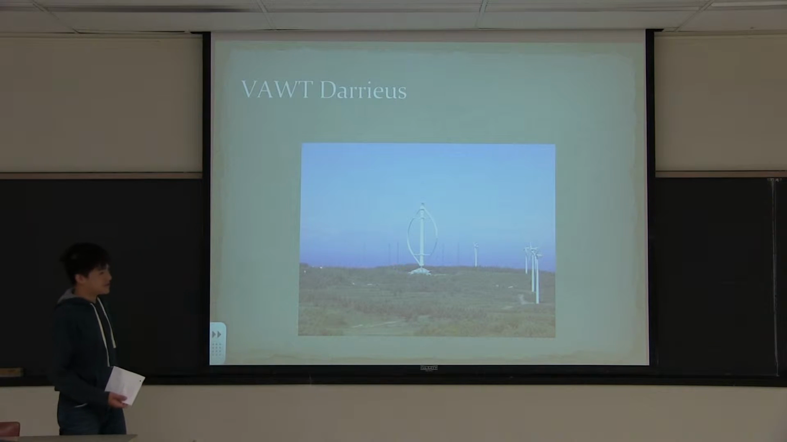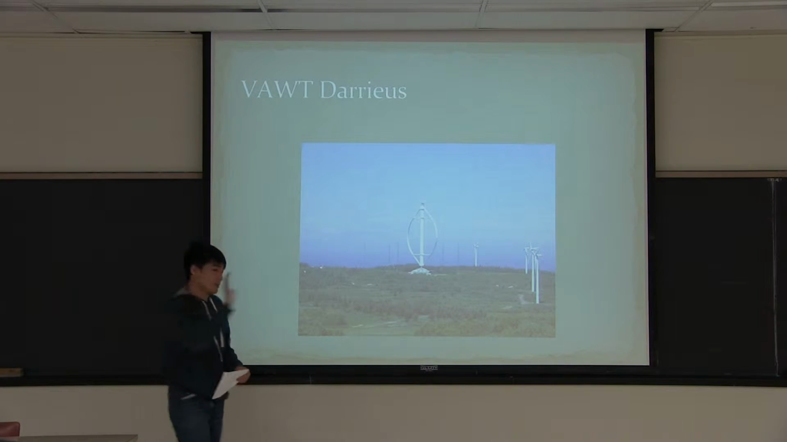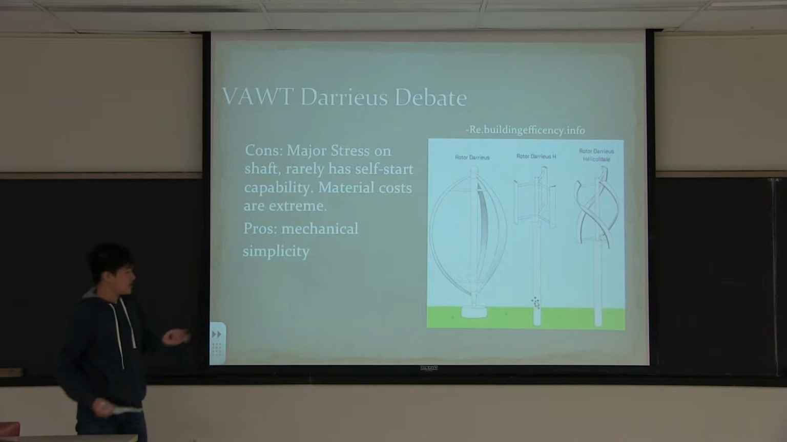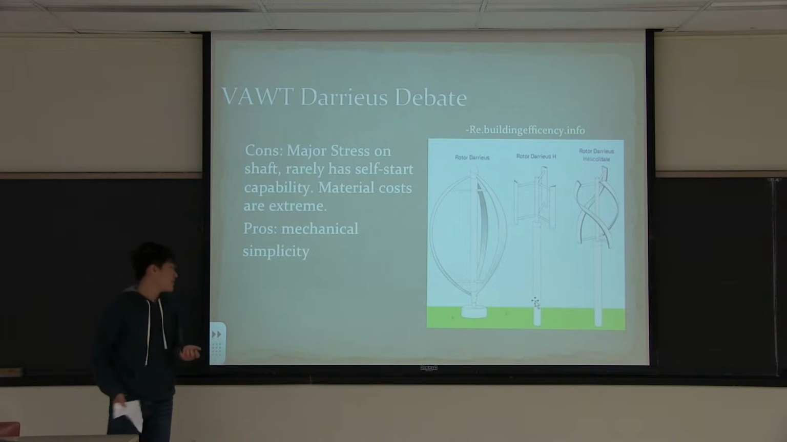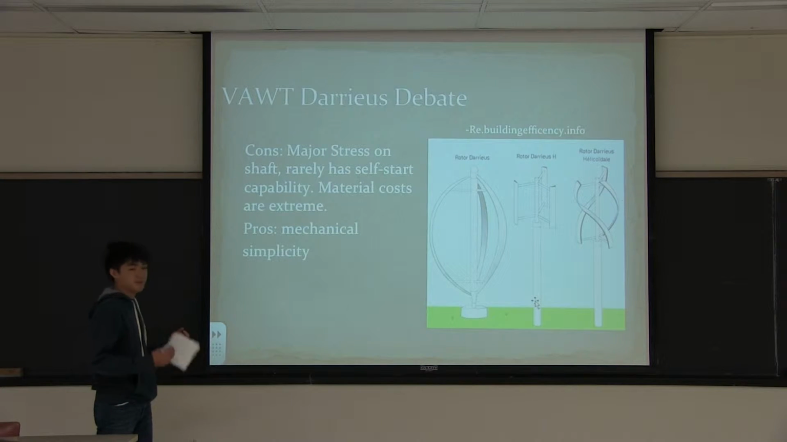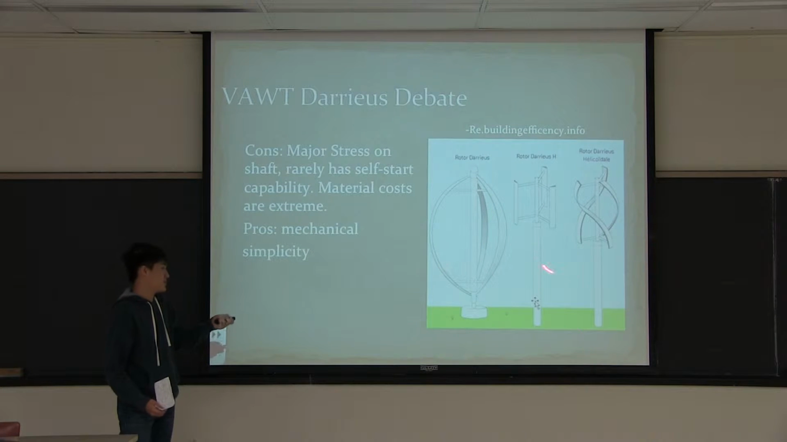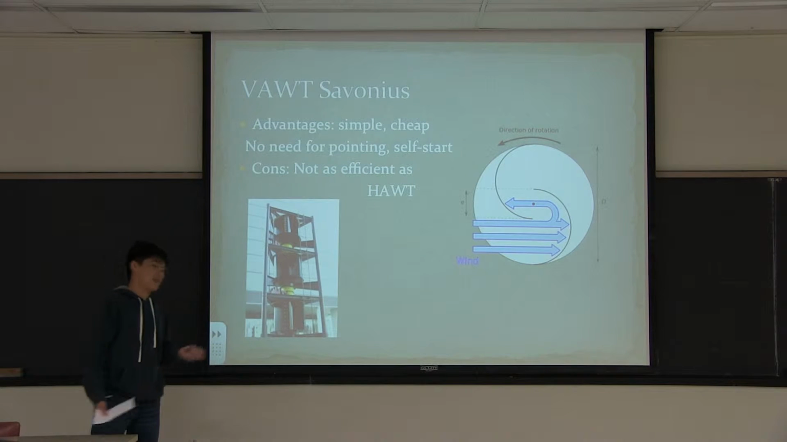And then here's a VAWT, the Darrieus. It was invented in 1931 by a French guy, and as you can see, instead of rotating like this, it rotates around the central point right here. A con of this is the materials, you can see it bends. It requires very expensive materials to work properly, and it needs power to start turning on its own. However, it's mechanically simple because there's only one moving part. And here are some variations, like the Darrieus H and other stuff.